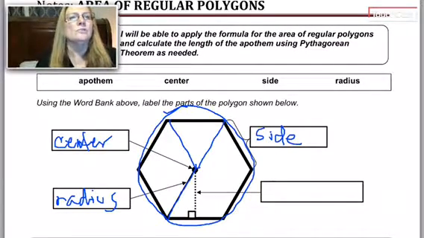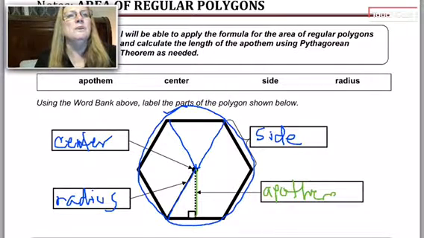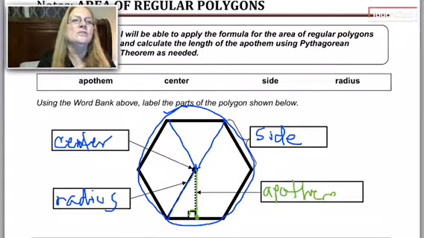So our new term is apothem, and that is this line right here. And the apothem goes from the center to the midpoint of a side at a right angle. So you see we're going to have a triangle here, and we're going to use that triangle to find the measurement of the apothem.